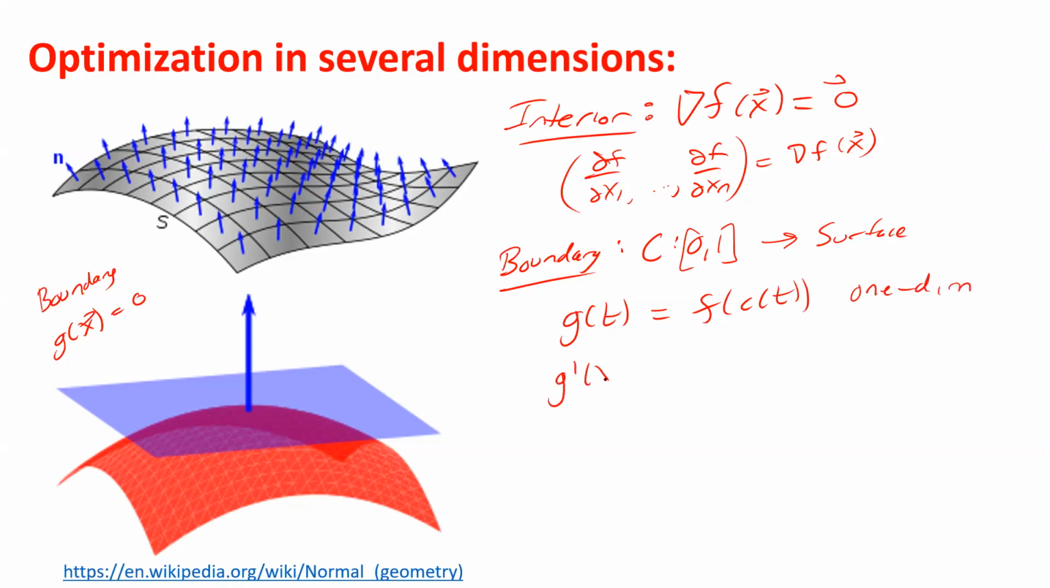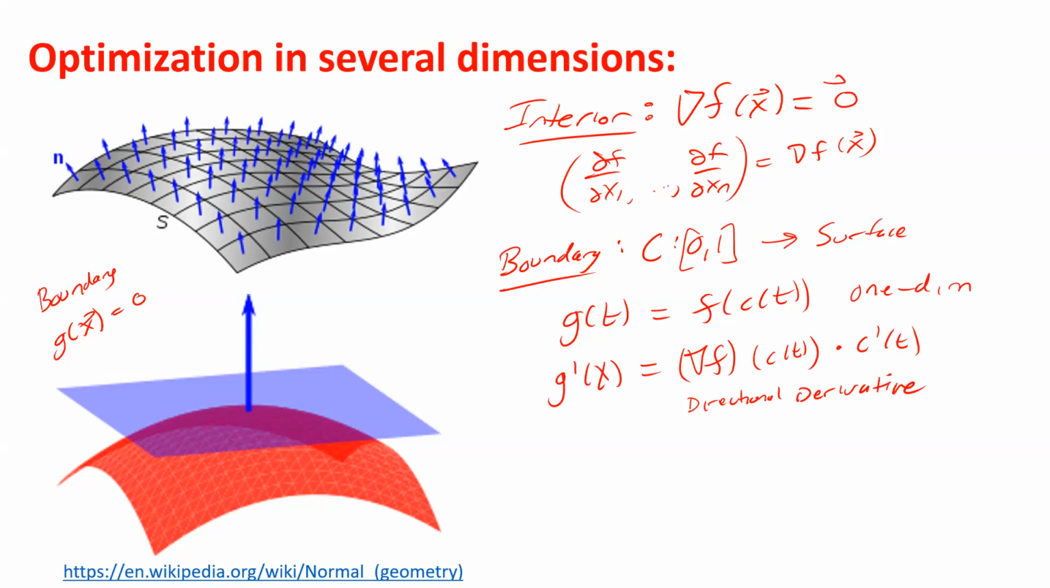And for g prime of t, we would use the chain rule. It would be the gradient of f at c of t dotted with c prime of t. So this is kind of like a directional derivative. This is one way to do it.